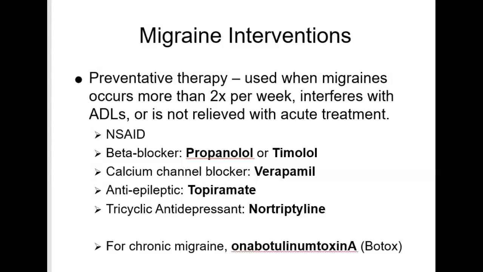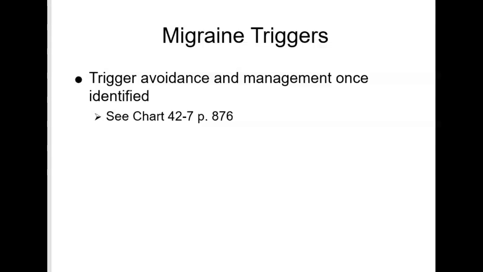Botox is another therapy that is approved for use in adults, which can help to prevent migraines in the patient who chronically suffers from migraines. In addition to drug therapy, trigger avoidance and management are important interventions for preventing migraine headaches.